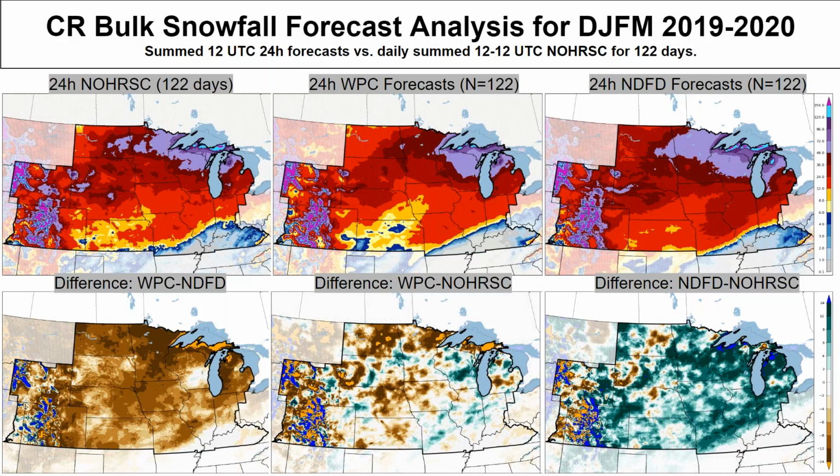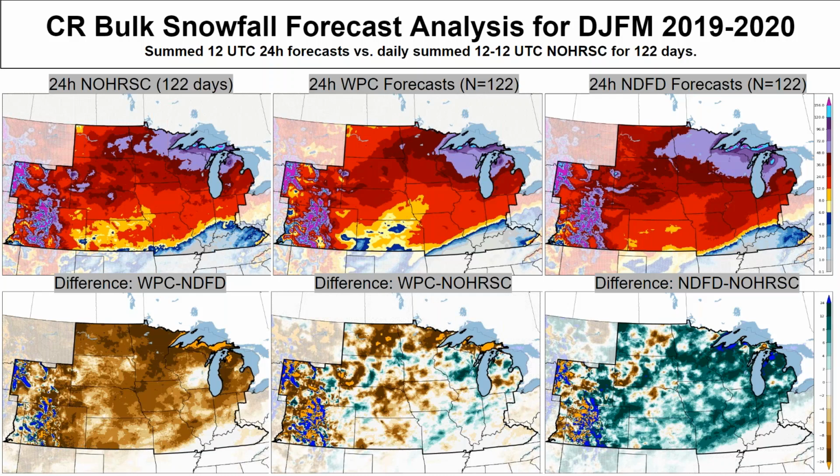So this is a summed snowfall analysis of forecasts and verification for the 122-day period. And it is quite striking. You're getting amounts there in aggregate of a foot to even locally 2 feet, where WPC is under the NDFD. If we go all the way over to the lower right, you can see, however, that the NDFD in those same areas is over forecasting events by about 1 to 2 feet.